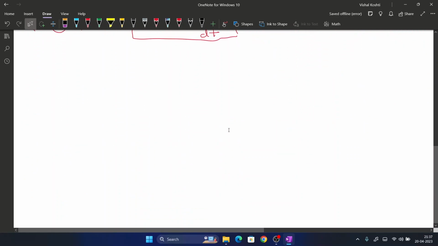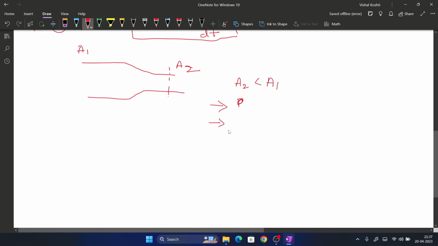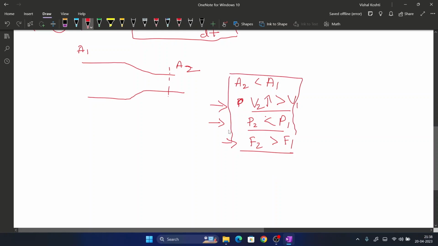In conclusion, whenever there is a decrease in the area, say this is point A2 and this is point A1, when A2 is less than A1, we can conclude the following. First, let us talk about velocity. V2 is greater than V1, P2 is less than P1, and we can say that F2 is greater than F1. Always remember these points. These are the basics you need to follow and understand in the basics of fluid mechanics.